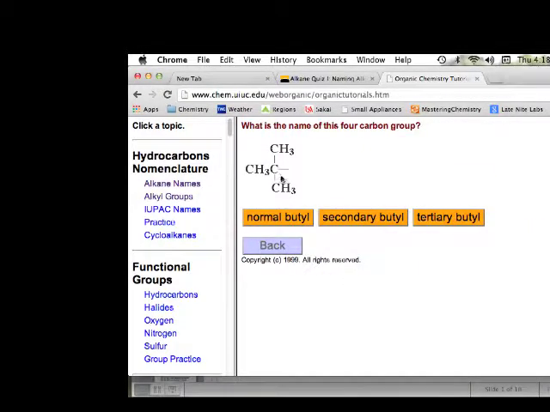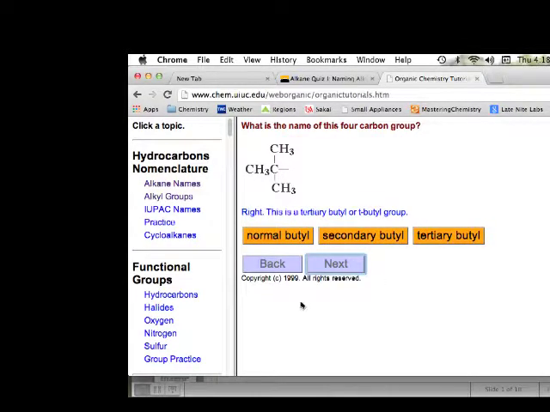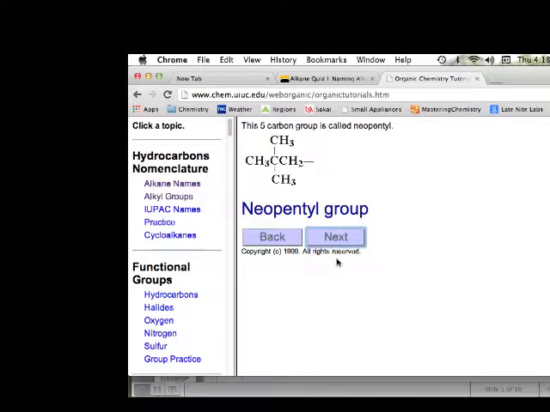Here it is right here. This carbon has no hydrogens on it, so this is a tertiary carbon. If this molecule had an OH attached to that line, this would be called an alcohol, and this would be a tertiary alcohol based on the carbon that the OH is bonded to. So this is tertiary butyl.